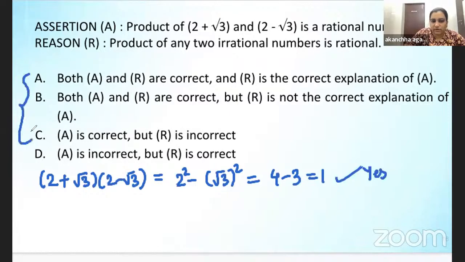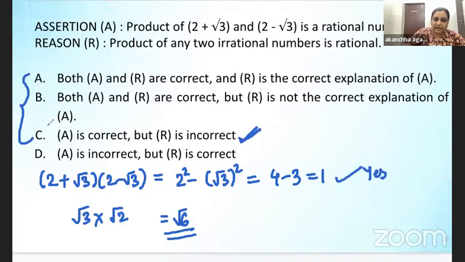We have to choose one of A, B, and C because we say that the assertion is right. Correct? Now, is the product of any two irrational numbers irrational? I don't think so. If you have root 3 and root 2, these two are irrational numbers and the product of this is irrational again. So R is incorrect. So what we'll say is that A is correct, but R is incorrect. So hence the answer is C.